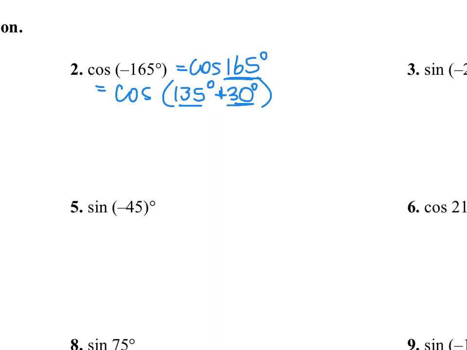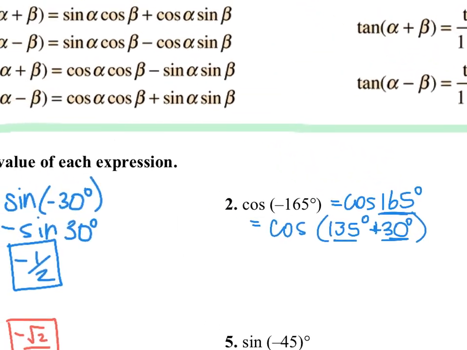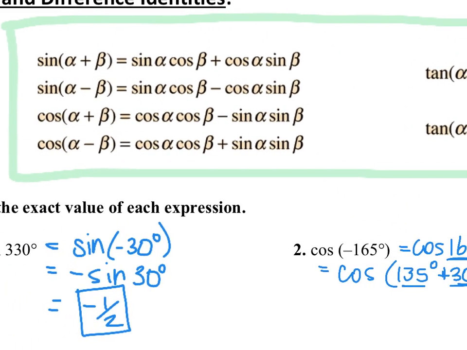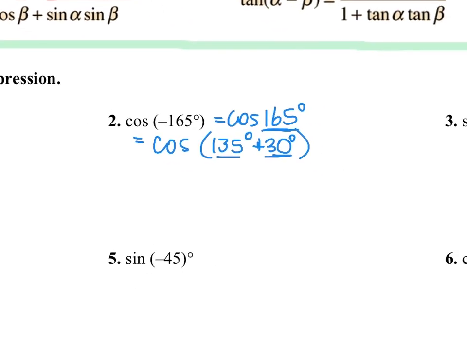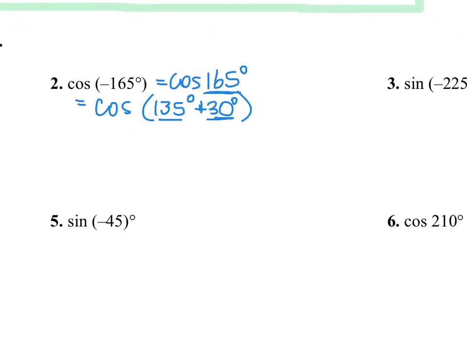Okay, so from there I'm going to look at my identity for cosine, specifically for addition. This is the one right here that I'm going to be using. This one says cosine of alpha plus beta is equal to cosine of alpha times cosine of beta minus, so notice that sign change, sine of alpha, sine of beta. So cosine, cosine minus sine, sine.